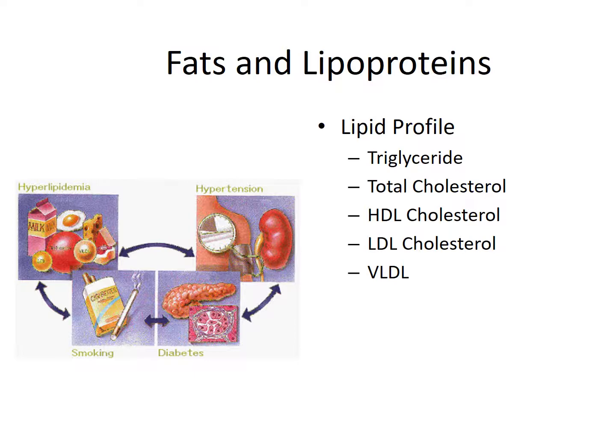The lipid profile, in other words, the lipids that are typically measured when assessing somebody's lipid status, include triglyceride, total cholesterol, high-density lipoprotein cholesterol, low-density lipoprotein cholesterol, and very low-density lipoprotein cholesterol. Factors that play into the development of hypercholesterolemia and cholesterol plaques include hypertension, diabetes, smoking, and hyperlipidemia. You can see that this all becomes a vicious cycle that needs to be managed in order to reduce cardiac disease.